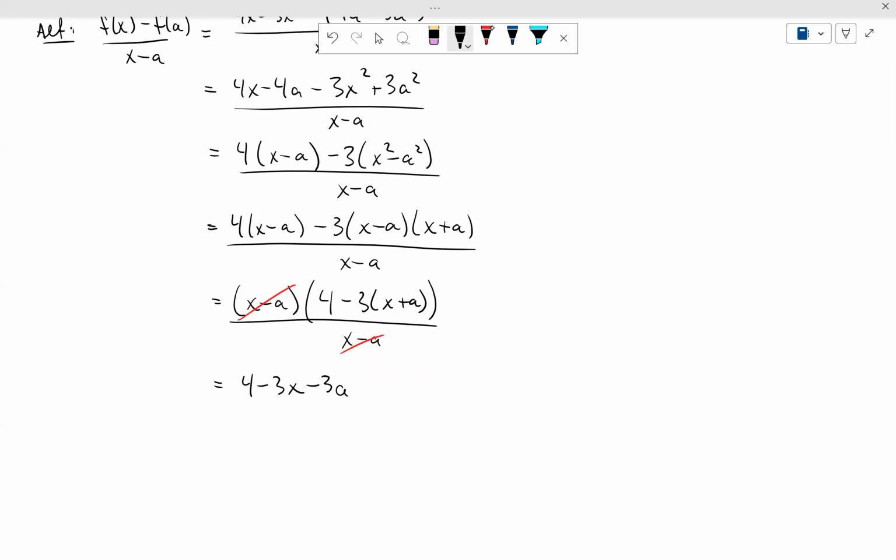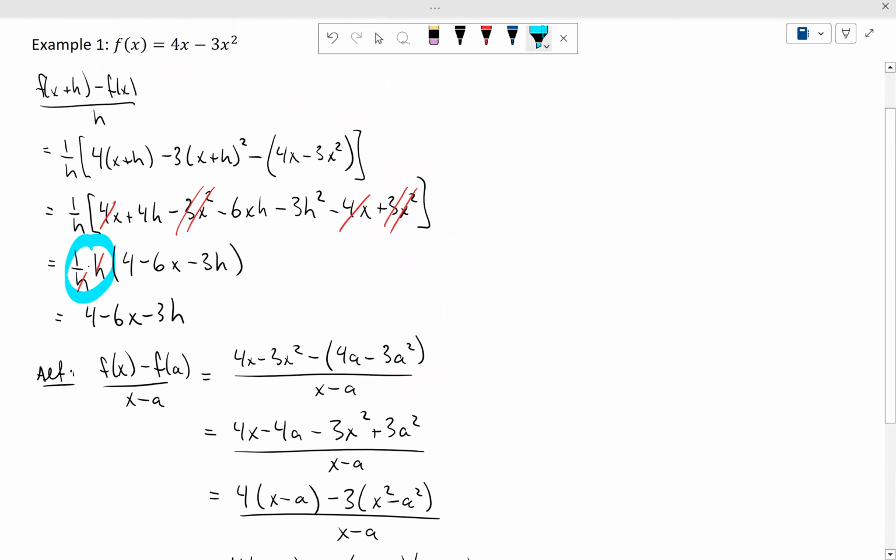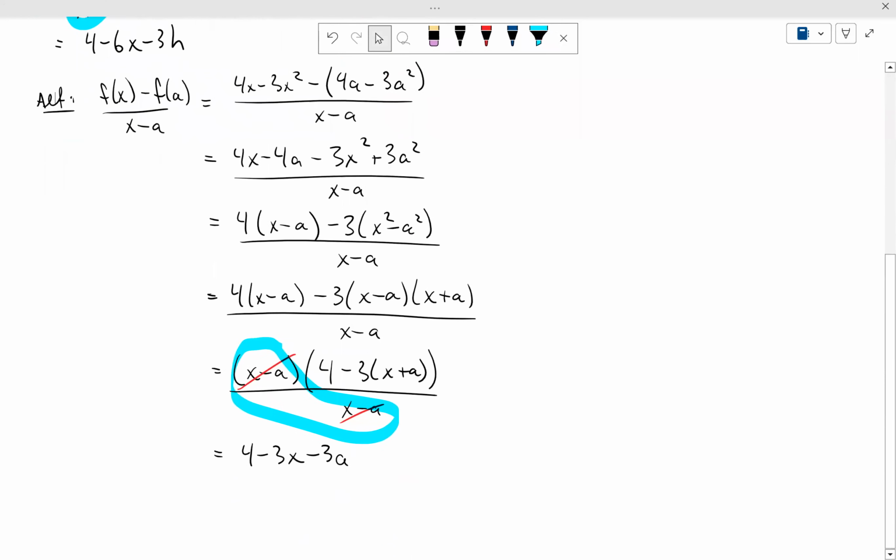Something to notice when you play around with these, it's almost like a goal, right? With the alternative version of the difference quotient, eventually you want to get that x minus a to reduce out of the denominator or cancel. Similarly, the first way we did it, we had that h in the denominator, we got that to cancel. All right, guys, hopefully this helps, and I'll try to post some more examples.